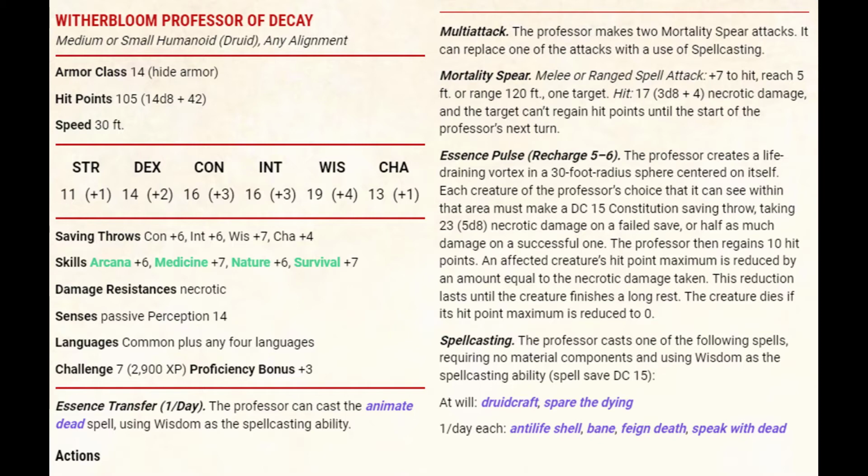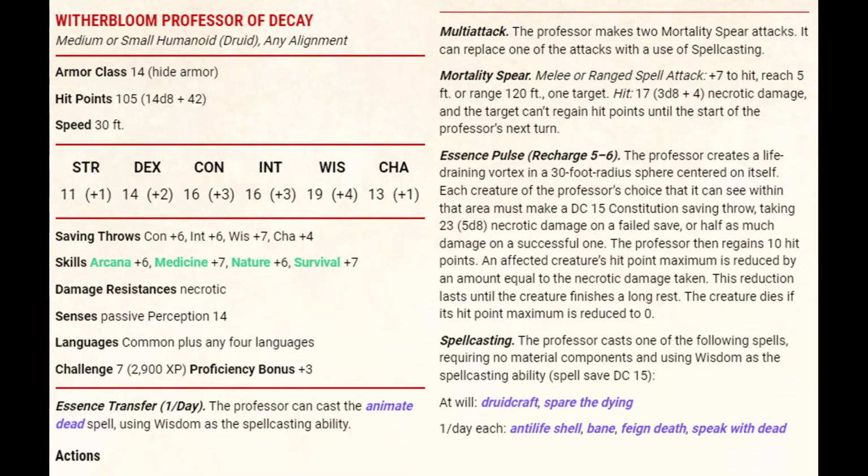Essence Pulse, which recharges on a 5 or 6. The Professor creates a life-draining vortex in a 30-foot radius sphere centered on itself. Each creature of the Professor's choice that it can see within that area must make a DC 15 Constitution saving throw, taking on average 23 necrotic damage on a failed save or half as much damage on a successful one. The Professor then regains 10 hit points. An affected creature's hit points maximum is reduced by an amount equal to the necrotic damage taken. This reduction lasts until the creature finishes a long rest. The creature dies if its hit point maximum is reduced to 0.